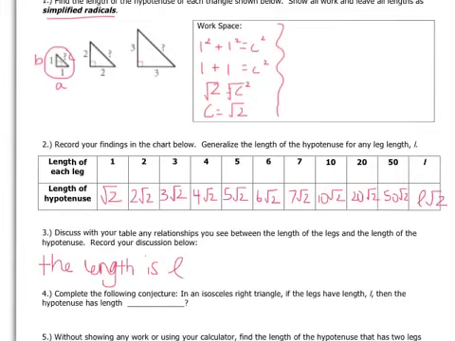Well, no, they're not the same. 1 and radical 2 isn't the same. 2 and 2 radical 2 isn't the same. So it's like always going to be the same. Okay, elaborate on that. The leg length is the same as the hypotenuse, and then you just add that. Okay. All right, we're getting there.